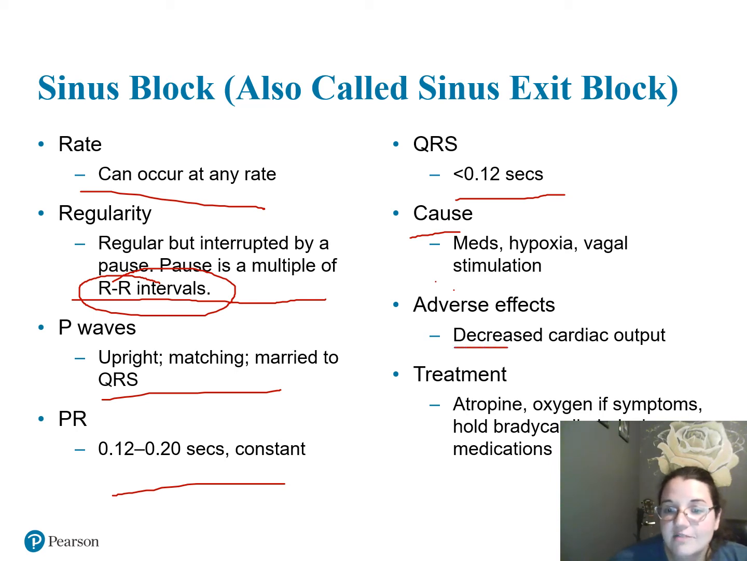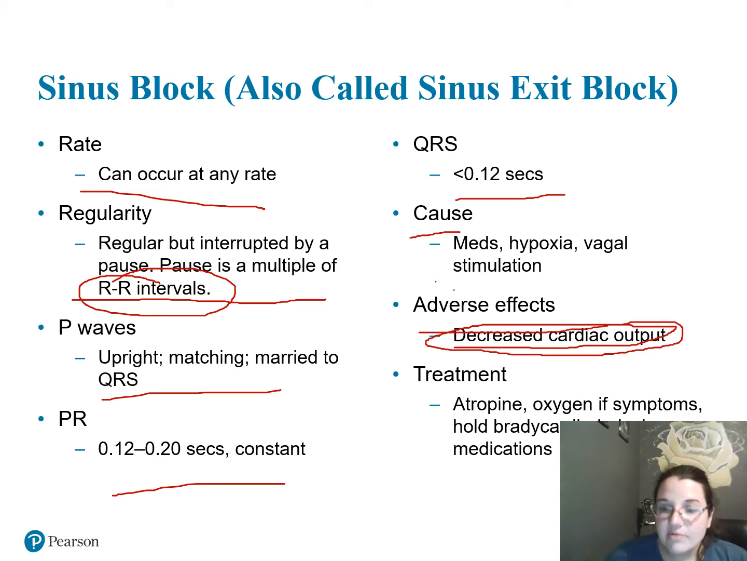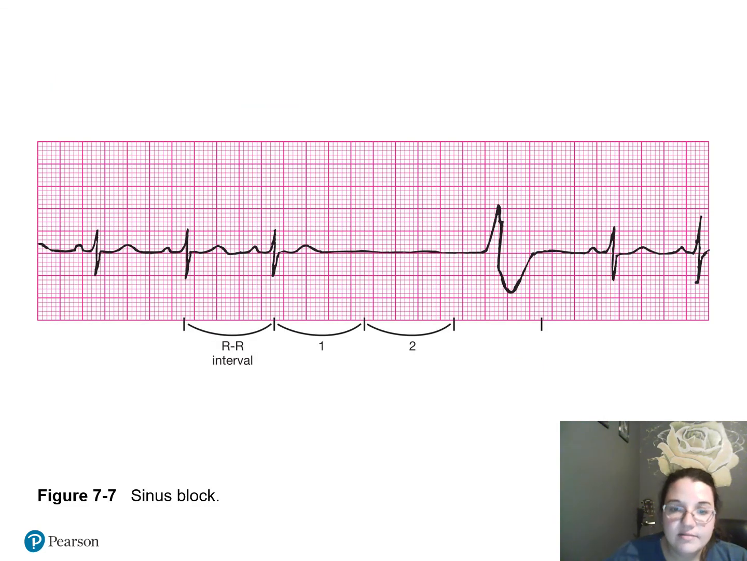The adverse effects, how many times have I said it now? Decreased cardiac output. And how can we treat this? With atropine, with oxygen for symptoms, and holding those bradycardia-inducing medications. And here is your R to R multiples again, which I just showed you on that previous slide. And there are those escape beats.